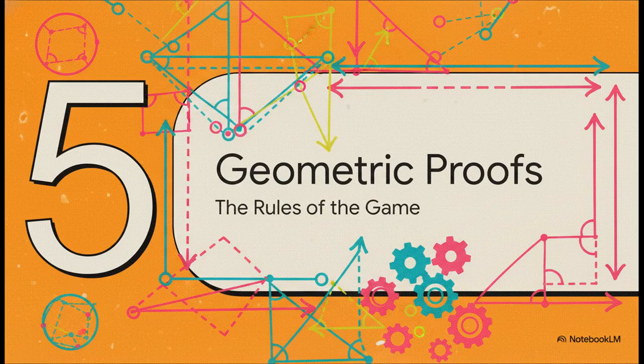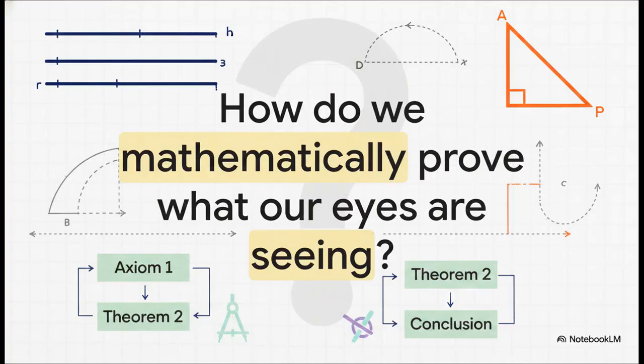Finally, Section 5. The power of geometric proofs. These are the rules of the game. Up to now, we've built our universe visually. But in mathematics, just trusting your eyes simply isn't enough. We have to move from visualizing into pure, unbreakable logic. Which brings up the ultimate question. How do we mathematically prove what our eyes are seeing?